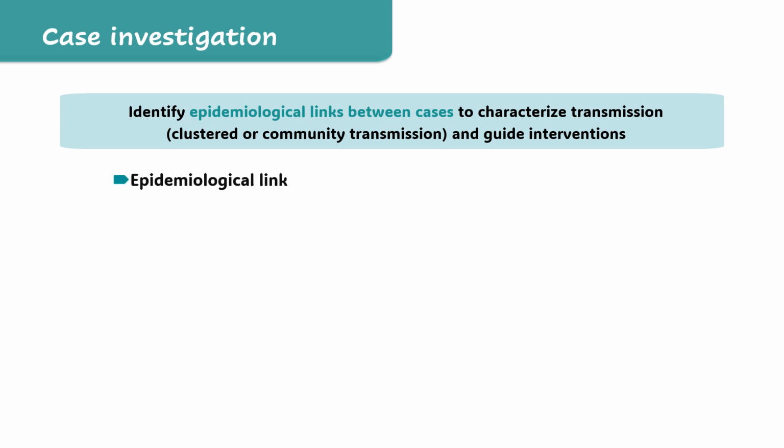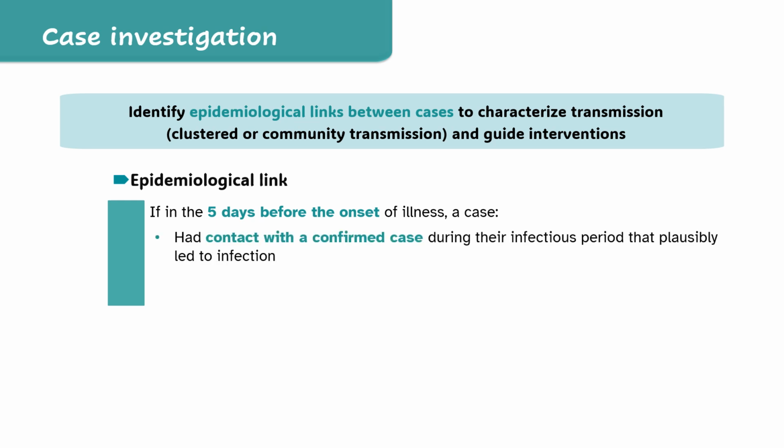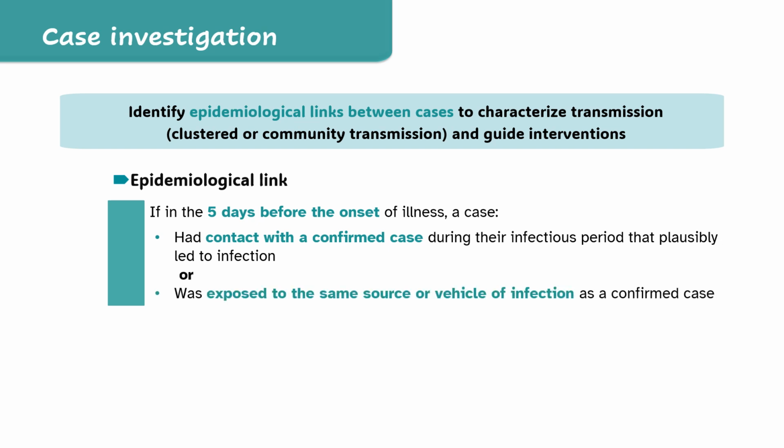There is an epidemiological link if, in the 5 days before the onset of illness, a case had contact with a confirmed cholera case during his infectious period that plausibly led to infection, or if he was exposed to the same source or vehicle of infection as a confirmed cholera case.